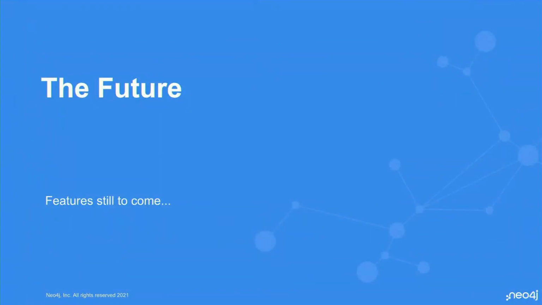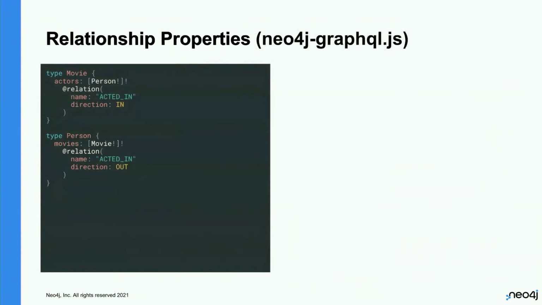So let's move on to the future. Features still to come. A lot of our users of the new library have been asking for relationship properties for a long time because these were present in Neo4j GraphQL.js. But let's take a look at that.